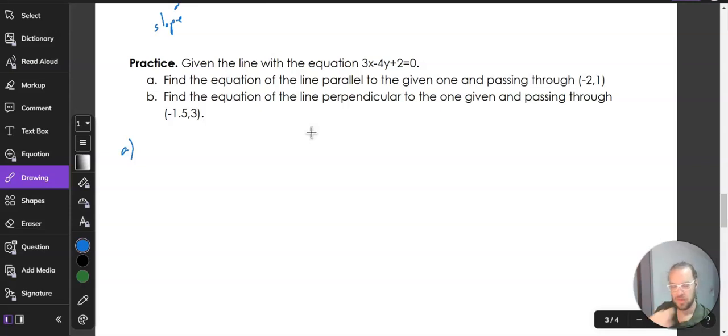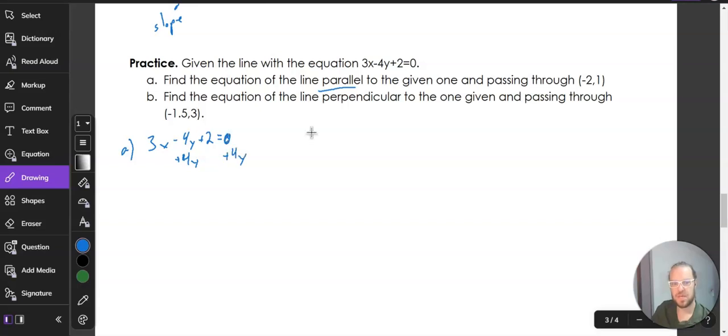All right, so hopefully you already did this, but let's confirm that you've done it correctly. For A here, find the equation of the line parallel to the given one passing through (-2, 1). The first thing here is obviously that line doesn't help us. It's written in standard form, which is not really helpful to us at all. We need to make it so that it's written in the form y = mx + b.